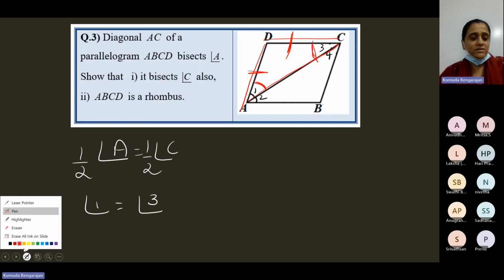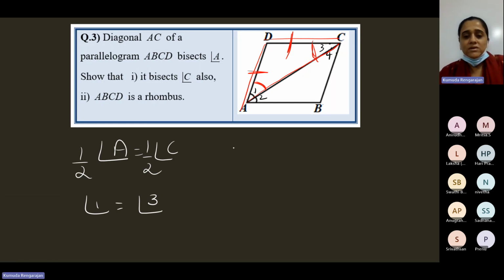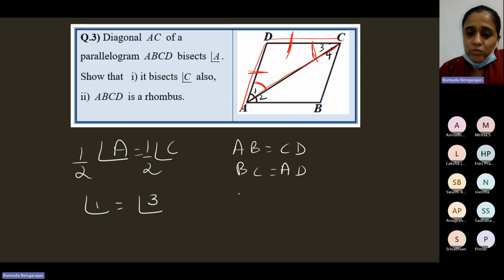So it's a rhombus. Why? Because we already have AB equal to CD, opposite sides. BC equal to AD, opposite sides equal. We already have this because it's a parallelogram. Now we have proved that AD equals DC or CD.